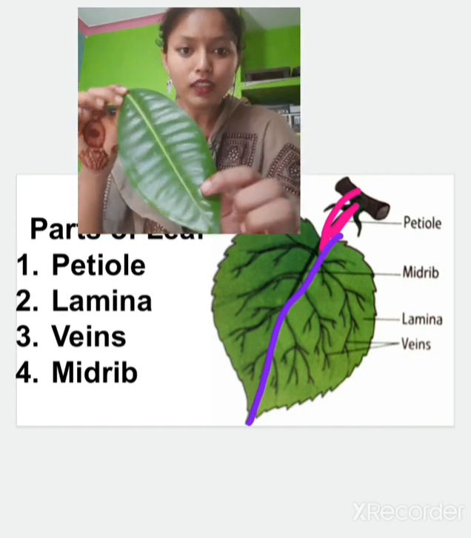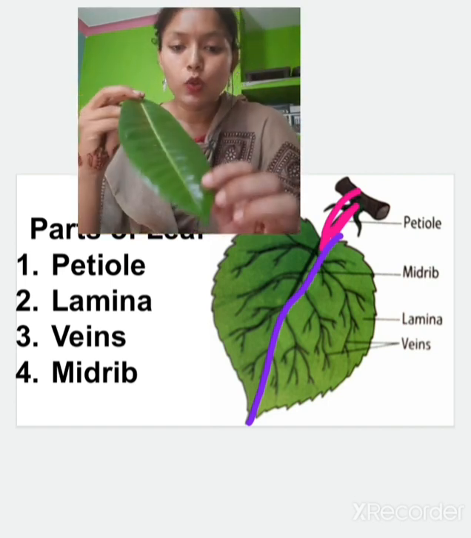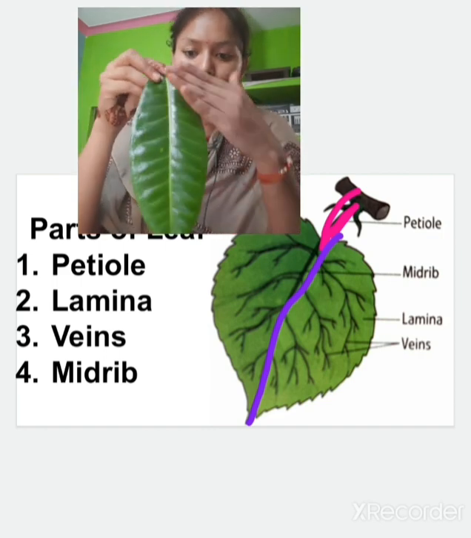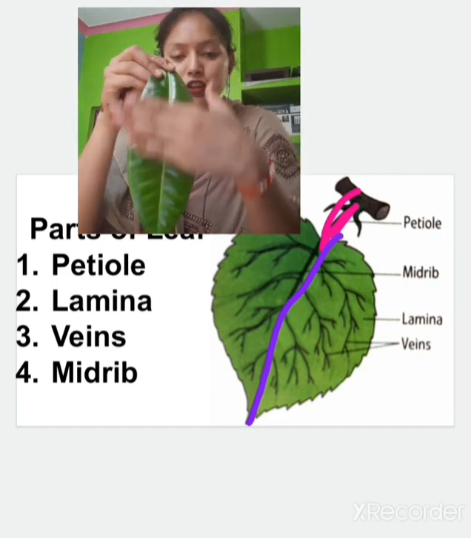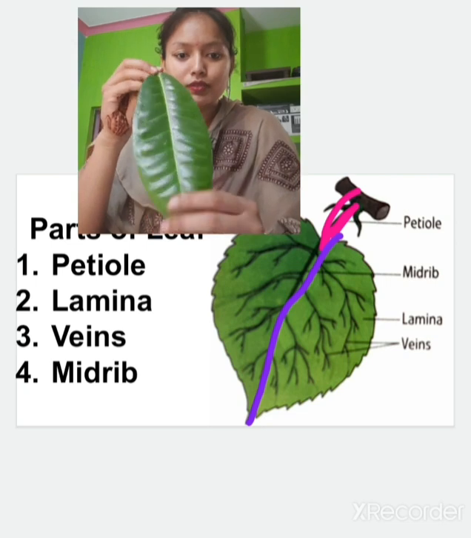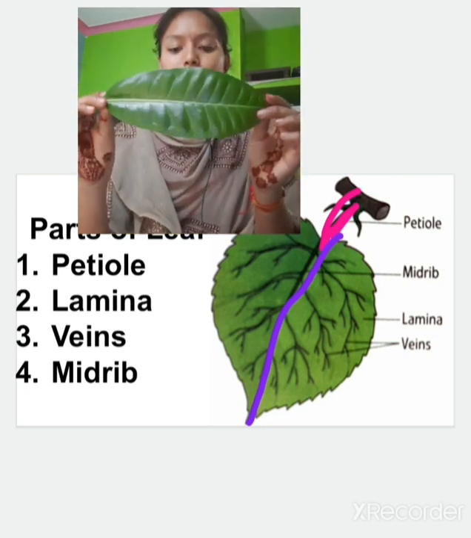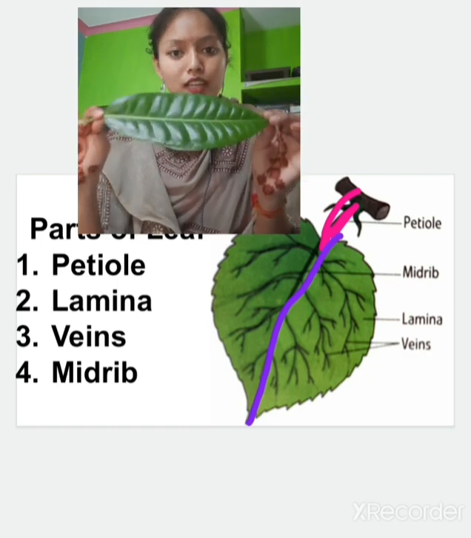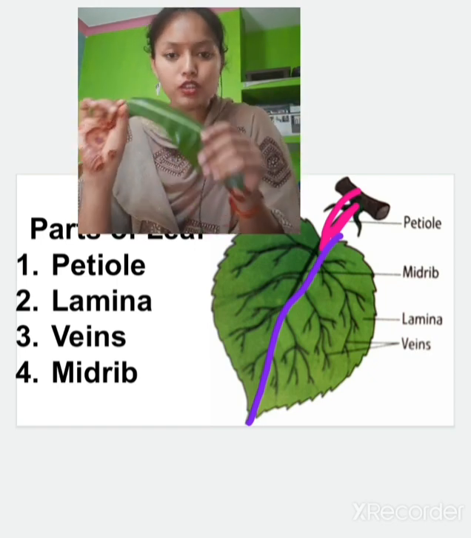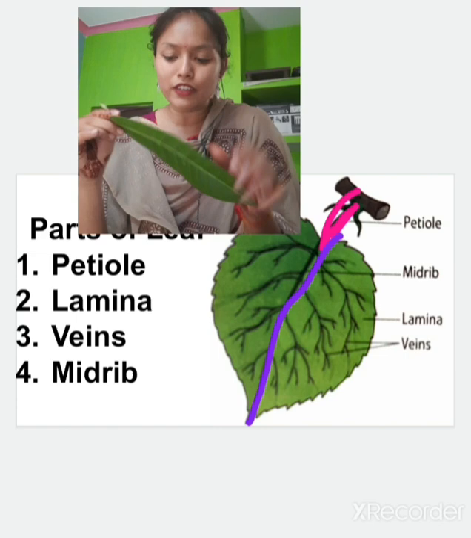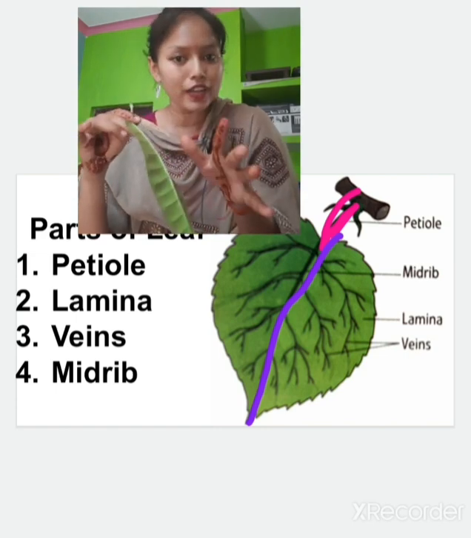Now lamina. What is lamina? Lamina means this whole green part of the leaf. The whole surface of the leaf is known as lamina. It will include the midrib and veins also.